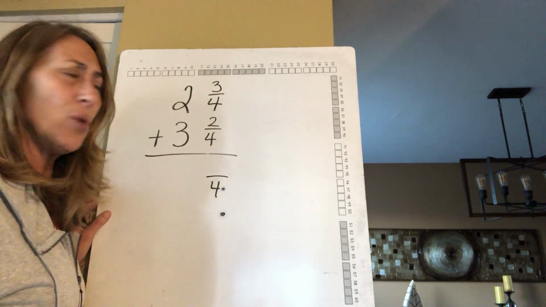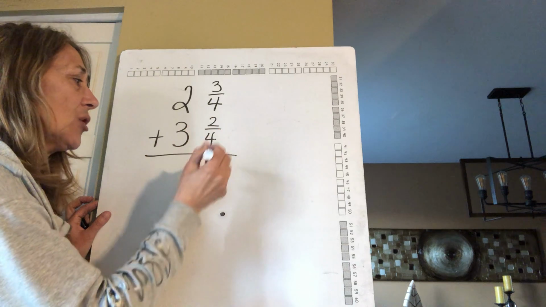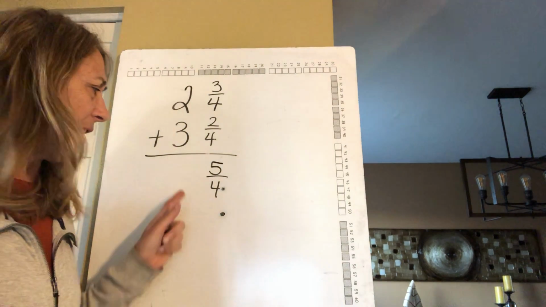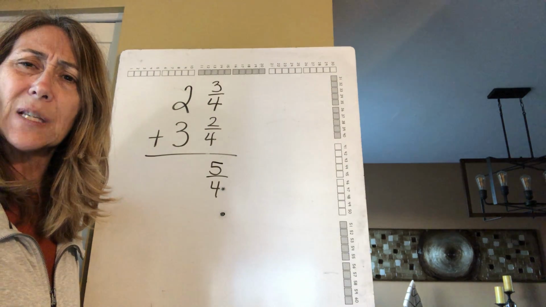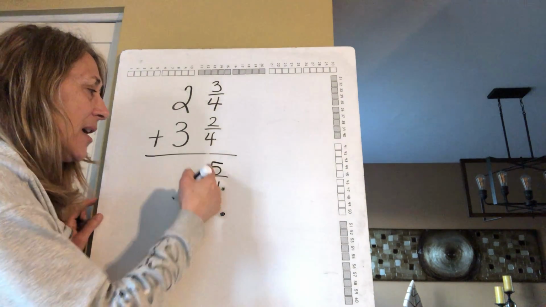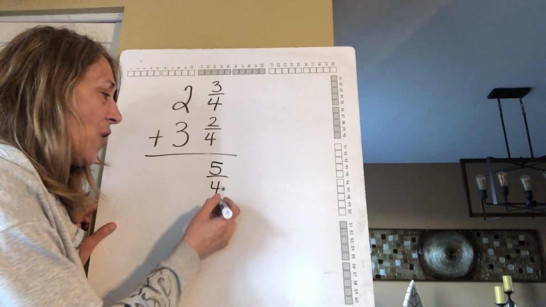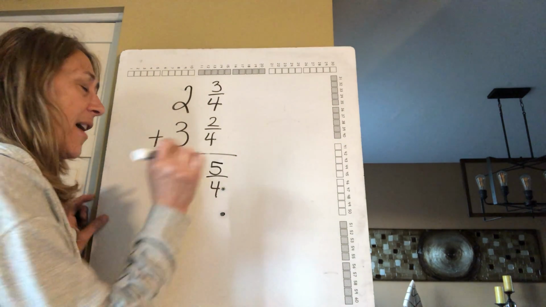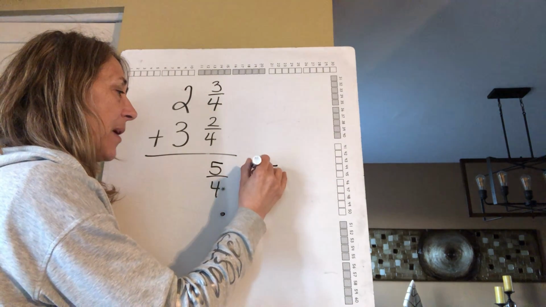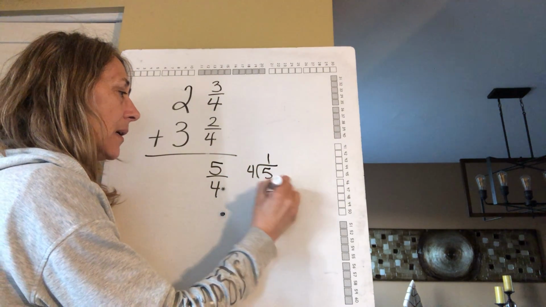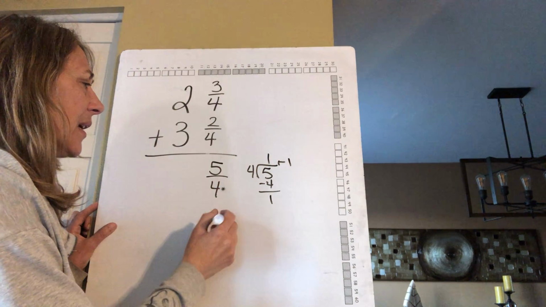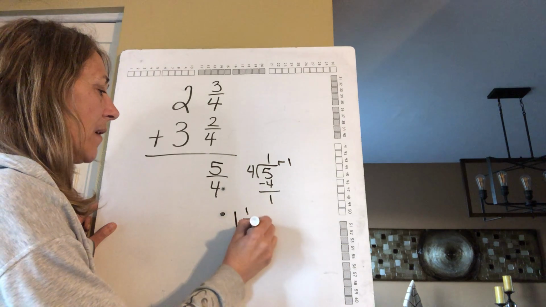Then I'm going to add my numerator. I have 3 pieces plus 2 more. 5/4. Oh, wait a minute. We just talked about that number when my top numerator is bigger than my bottom denominator. Fraction greater than a whole. So 5/4 I know is, how many 4s are in 5? 1 and 1 left. 5 divided by 4 is 1, remainder 1. So 5/4 is 1 and 1/4.